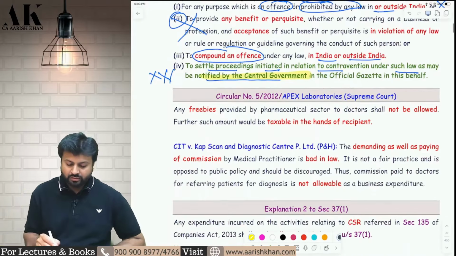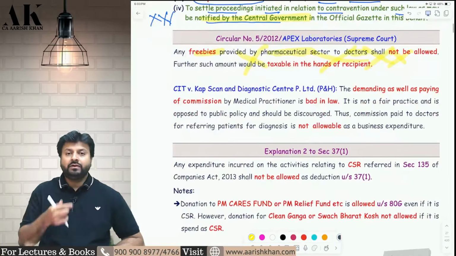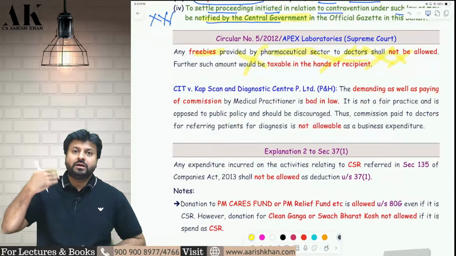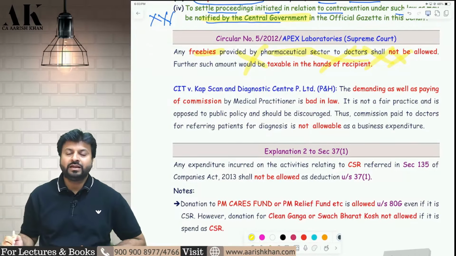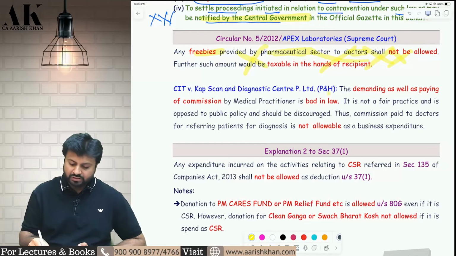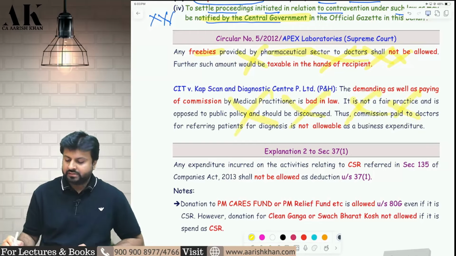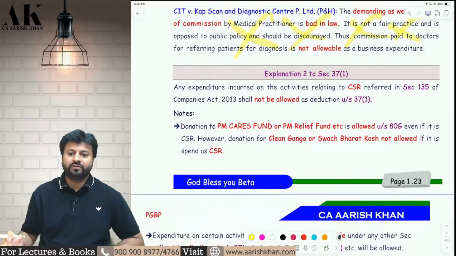Next one, I have already told you that if a pharmaceutical company gives freebies to the doctor, that is disallowed. That is bad in law, as per the income tax law. Similarly, if a diagnostic center gives some commission to the doctors and tells the doctors, please send all your patients to my laboratory only for testing, for CT scan, for sonography, and for X-ray, etc., and I will give you commission, that commission is also bad in law. It is not a good practice. It is not a fair practice. That will be disallowed under the income tax law. I hope it is clear to all of you.